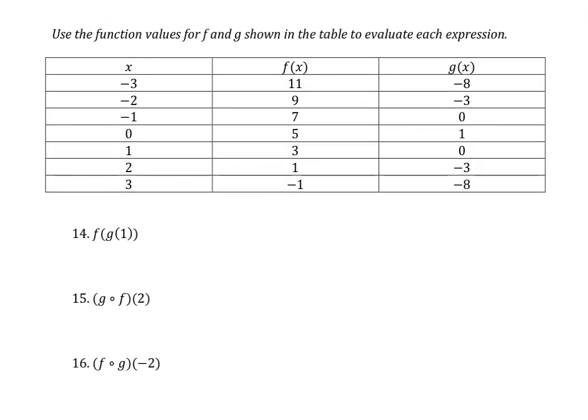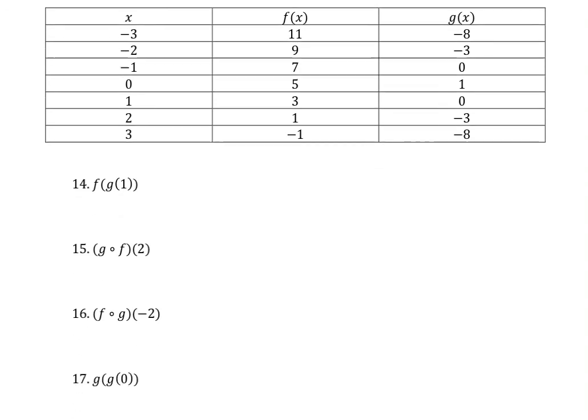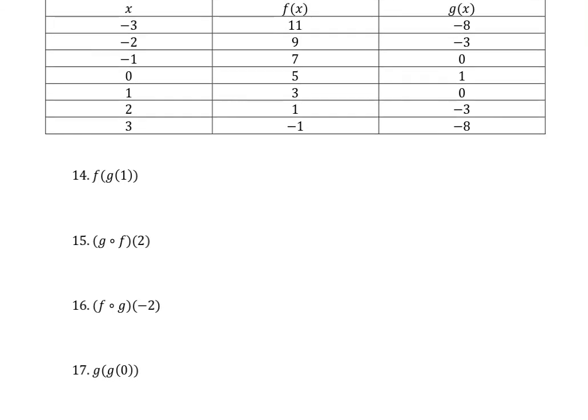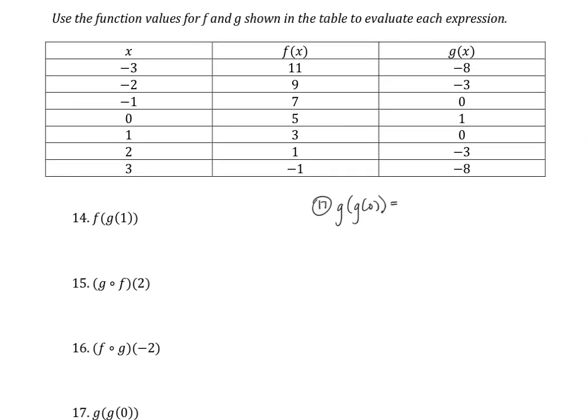All right, the next one is the same thing as the graph. It's just using a table of values instead, but it's the same idea. Let's see if we're going to be able to fit all these on here. Yeah, we kind of can. All right, I'm going to go ahead and write the 17 up here, just so I don't have to scroll anymore. G of 0. Okay. Now it all fits nicely.